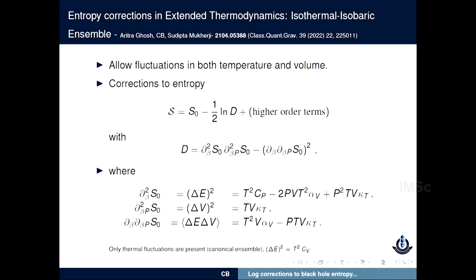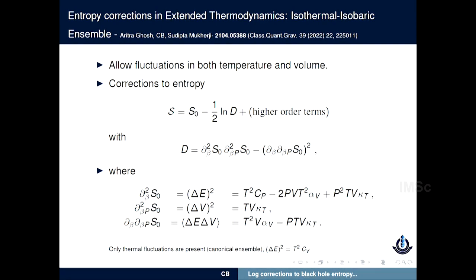Now, what I will do is describe a situation where, apart from thermal fluctuations, you also have fluctuations in volume. So now we are in an isothermal isobaric ensemble where you can control both the temperature and pressure. If you repeat the computation and compute this coefficient D here, it turns out that the coefficient D now depends on all the variances. You have variance in energy, variance in volume, and there is also a cross term. This is not surprising. If you compute, you will obviously get all these variances because you also have volume fluctuations.